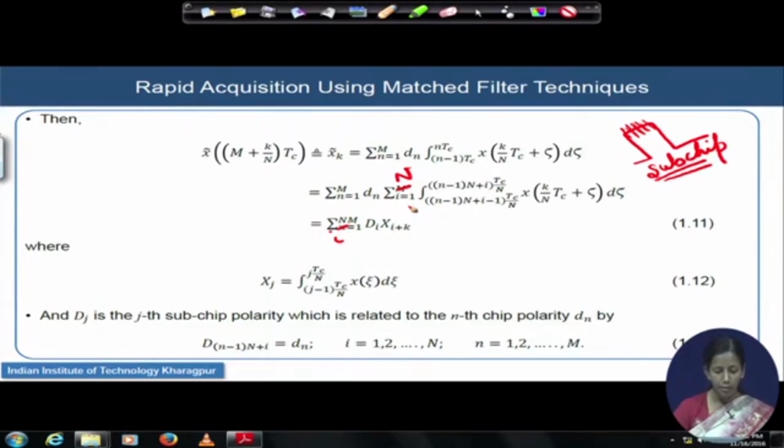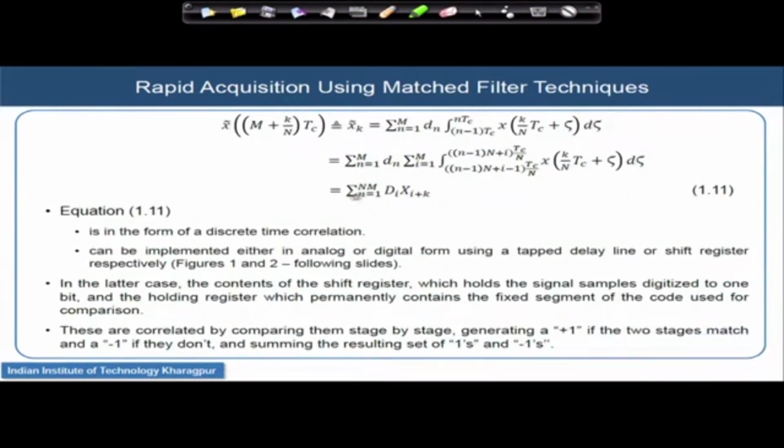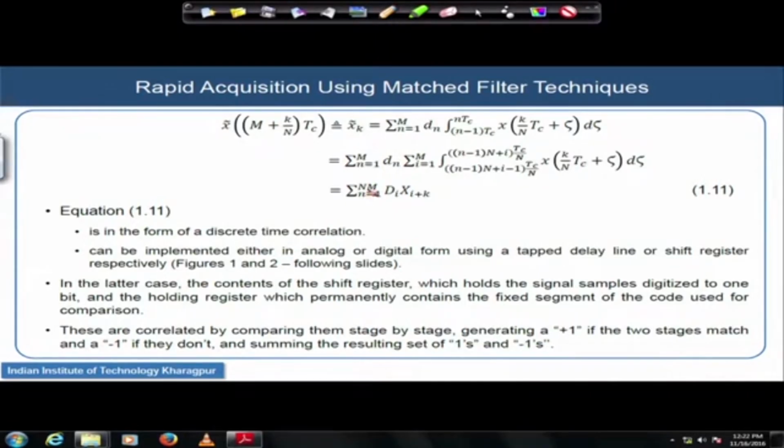And remember the relation between dj, the jth subchip polarity, and the nth chip polarity dn. So there is a subchip polarity and there is an nth chip polarity, right? The relation will be given by this, and so we ended here in the last slide. What does it mean? This won't be n, this will be i, please remember. So what does it mean?